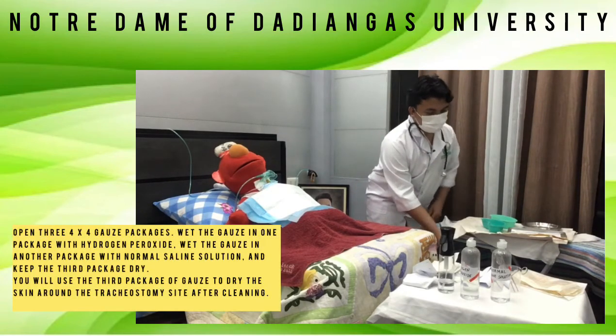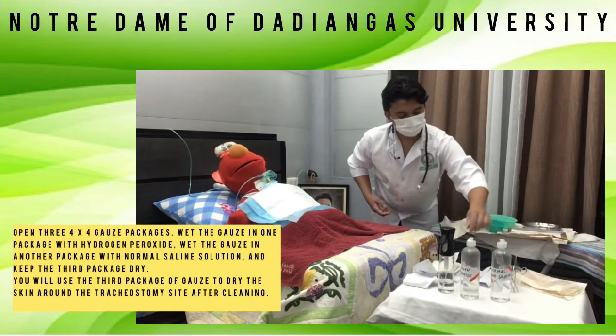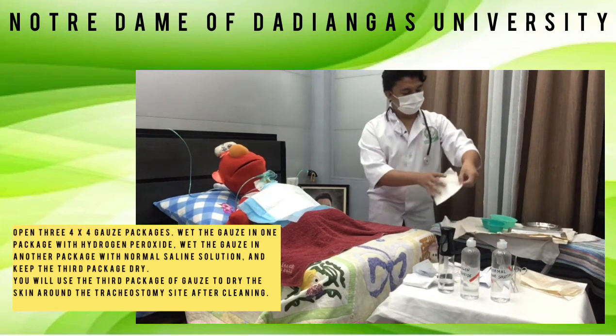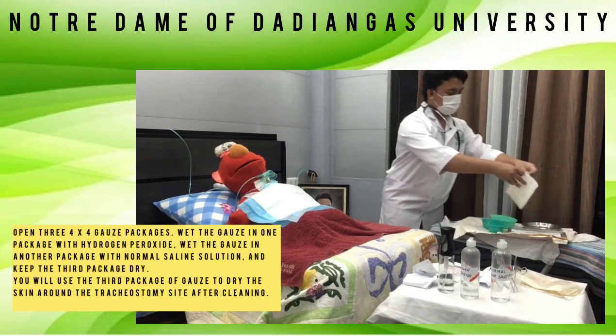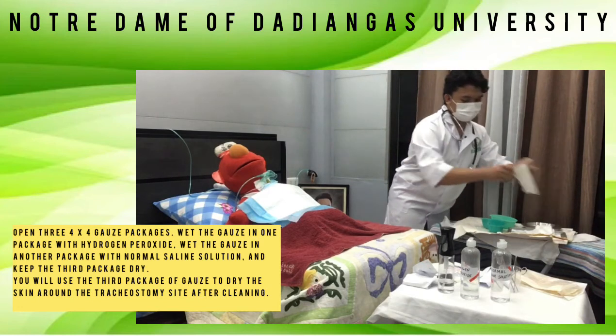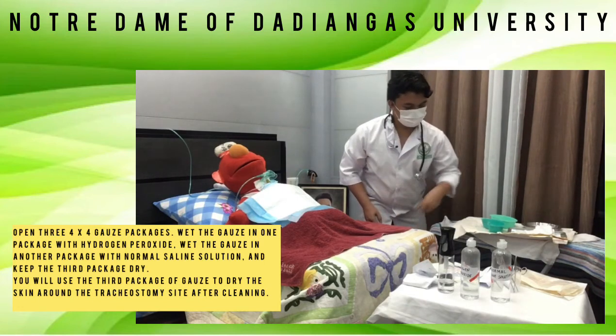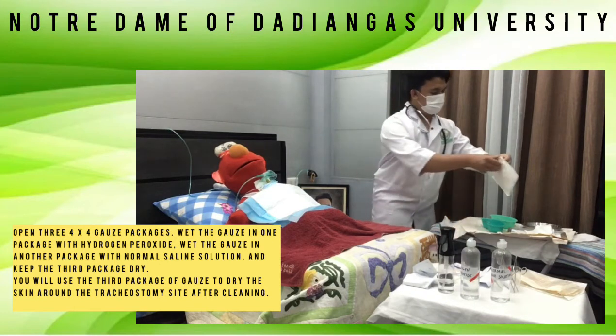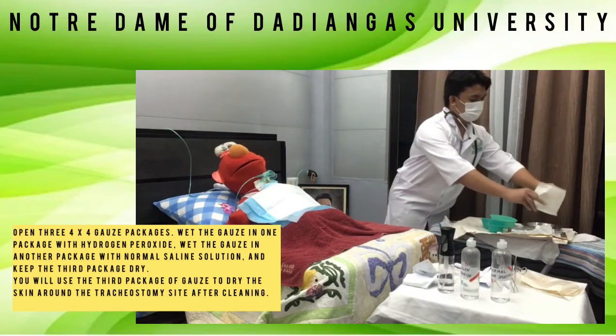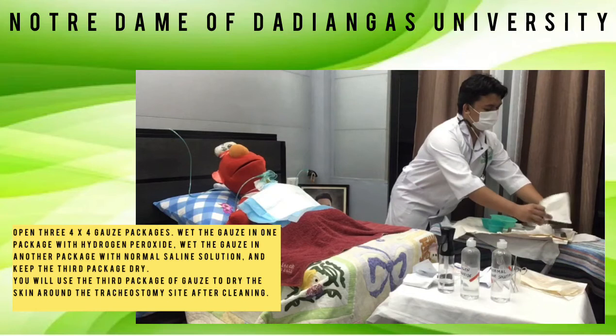Open three 4x4 gauze packages. Wet the gauze in one package with hydrogen peroxide. Wet the gauze in another package with normal saline solution and keep the third package dry. You will use the third package of gauze to dry the skin around the tracheostomy site after cleaning.